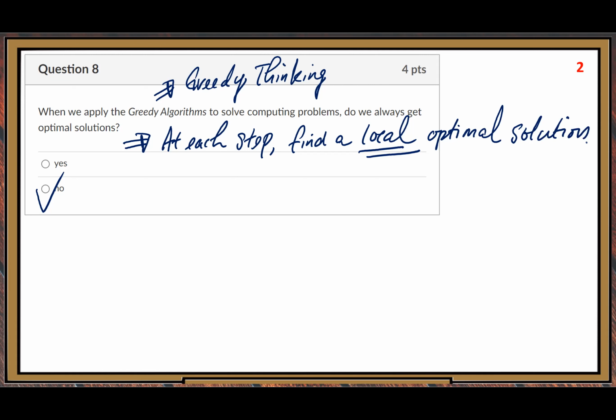Okay, yeah, that's the typical strategy. But why local optimal? Why not global optimal? Why local optimal? Because it is relatively easy, relatively easier.